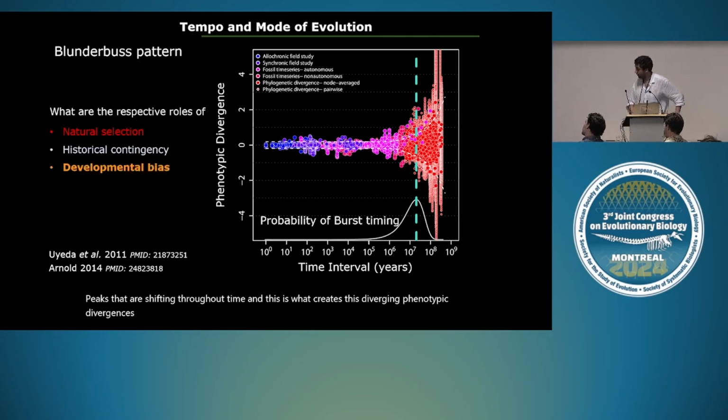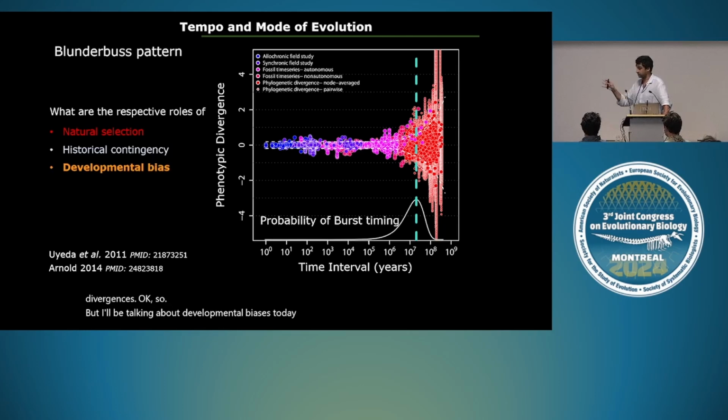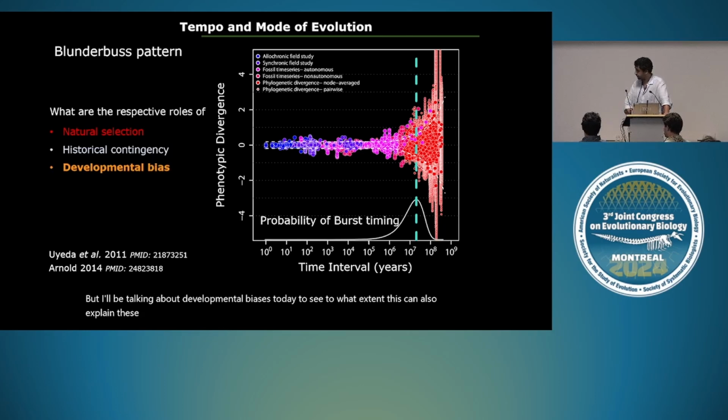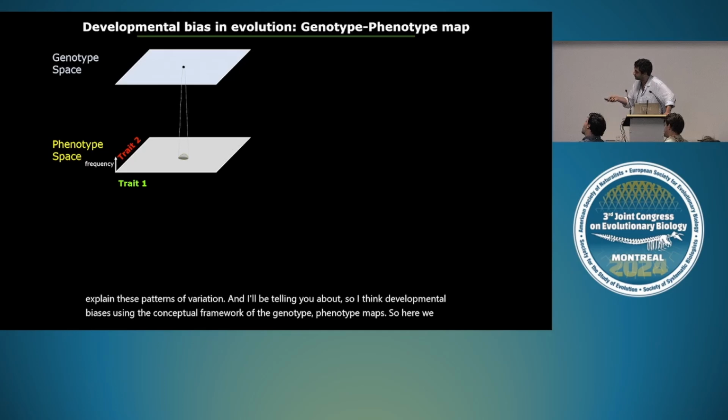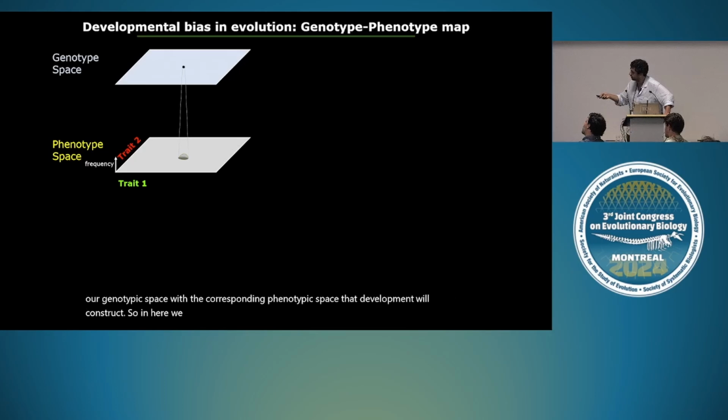But I'll be talking about developmental biases today, to see to what extent they can also explain these patterns of variation. I think of developmental biases using the conceptual framework of the genotype-phenotype map. Here we have our genotypic space with a corresponding phenotypic space that development will construct. We start with one single genotype that has its stochastic variance.